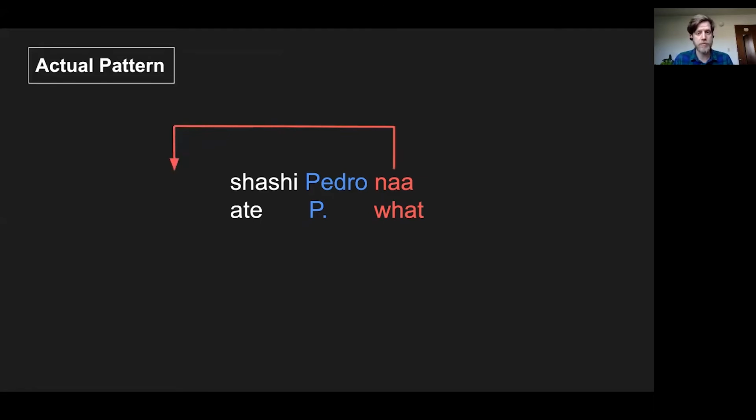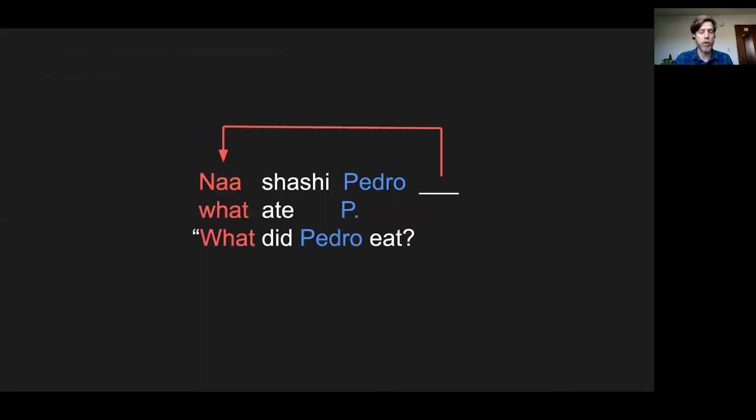However, what I found in my actual investigation was that the question word will always move to the beginning of the sentence if it is in the same sentence as a focus, even if it's farther away from the beginning of the sentence. So we can get sentences like, what did Pedro eat? Where what moves to the beginning of the sentence. I'll point out that this is similar to what we get in English, but recall that in English, we don't expect the focus to move at all, so it's not really a good comparison.